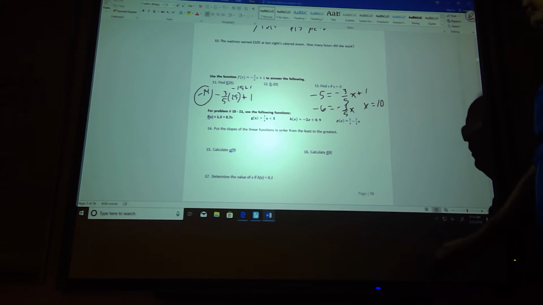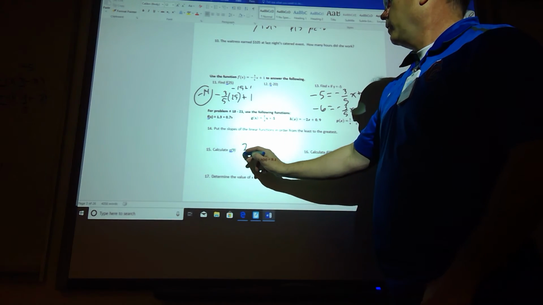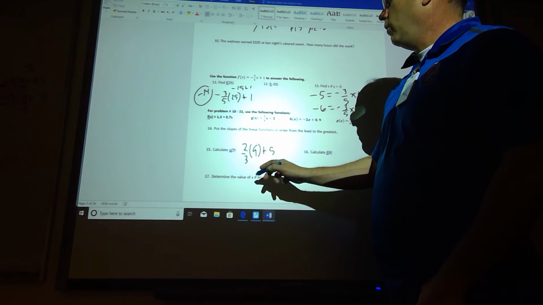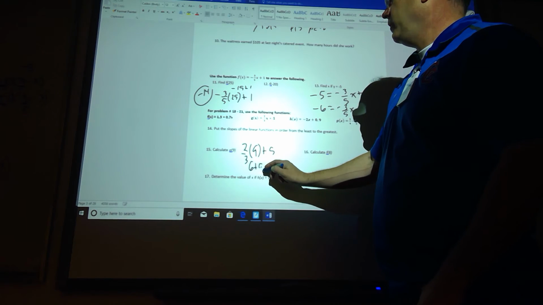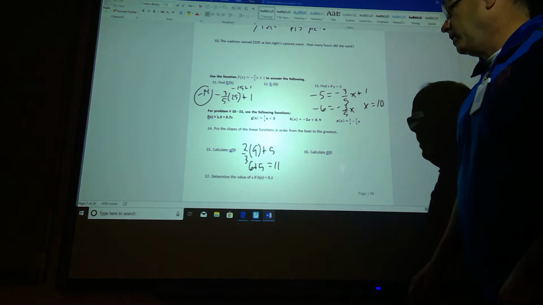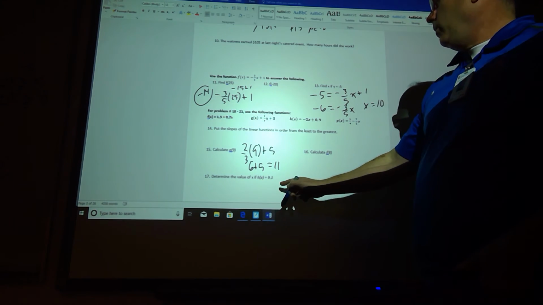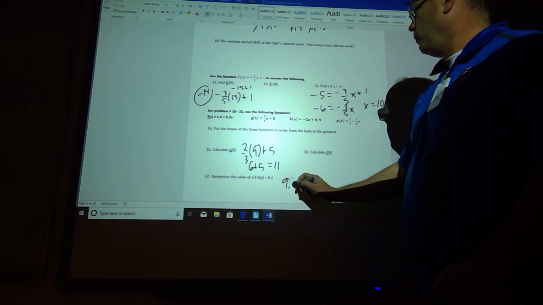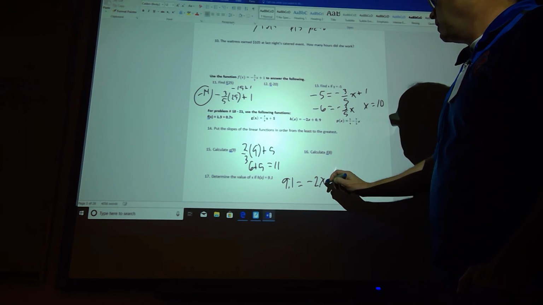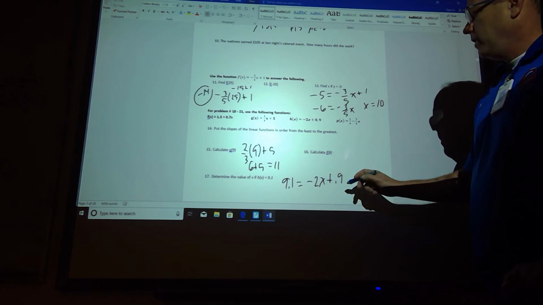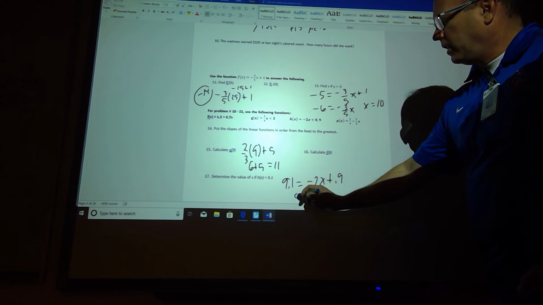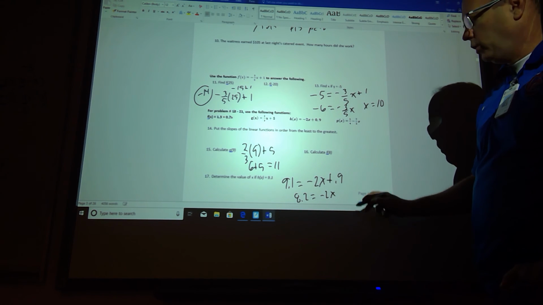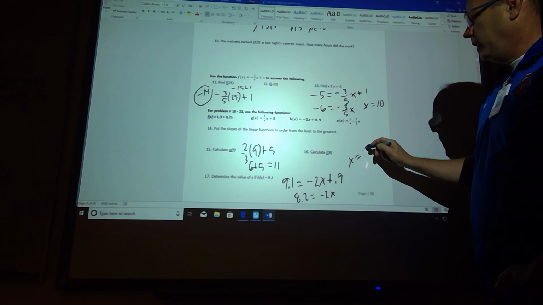Calculate g at 9, so I'm going to use my g equation. So I have 2/3 times 9 plus 5, so that's 18 over 3, which is 6. 6 plus 5 is 11. Number 17. Determine the value when h at x is 9.1, so I'm going to use my h at x equation. So I have 9.1 is equal to -2x plus 0.9. Subtract 0.9 from both sides, so I get 8.2 over here equals -2x. Divide both sides by -2, so I get x equals -4.2.